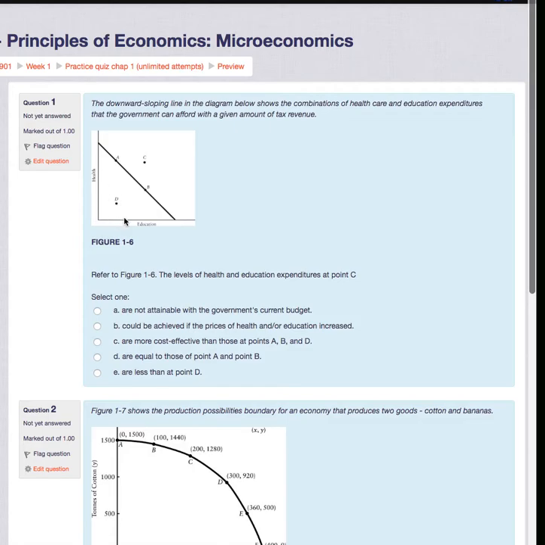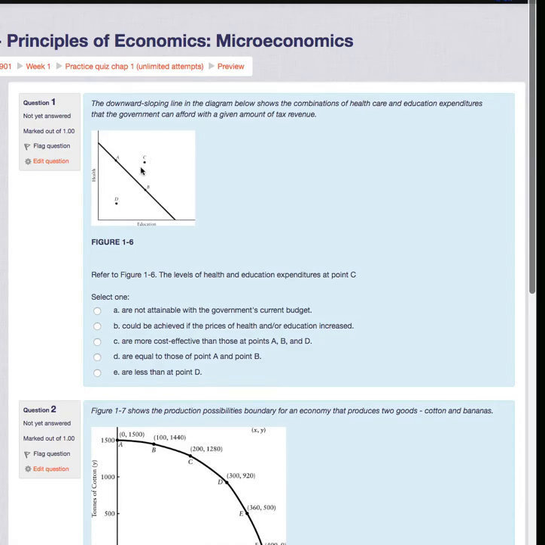Point D or any point within this triangle are inefficient because if I'm here at D, for the same level of health, I could produce this much more education based on what I'm able to produce. So producing only this amount of education is not optimal, it's not efficient, I'm not using all my resources. Or I could be producing this level of education and way more health, so D is not optimal.